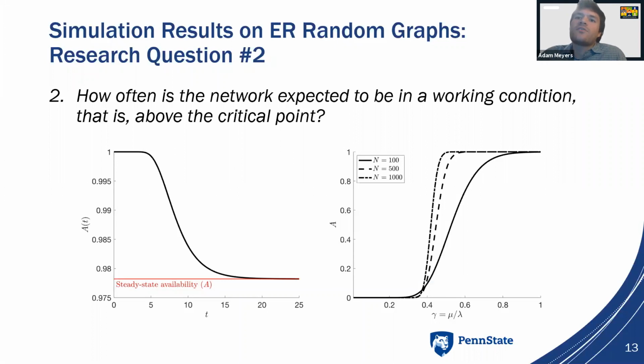Another result, this concerns question number 2, how often is the network expected to be in working condition? So the availability. This is just showing the availability at time t, as we expect. So at time 0, all nodes are active, so its availability is 100%, but it decreases over time and approaches steady state. The other thing that we show is the steady state availability, A. And we're now showing it as it's no longer a function of time, it's steady state.